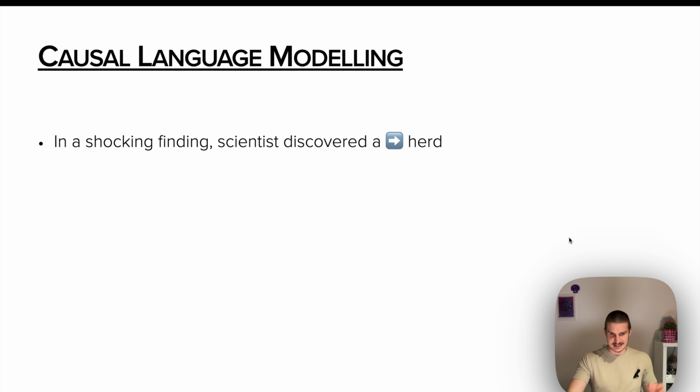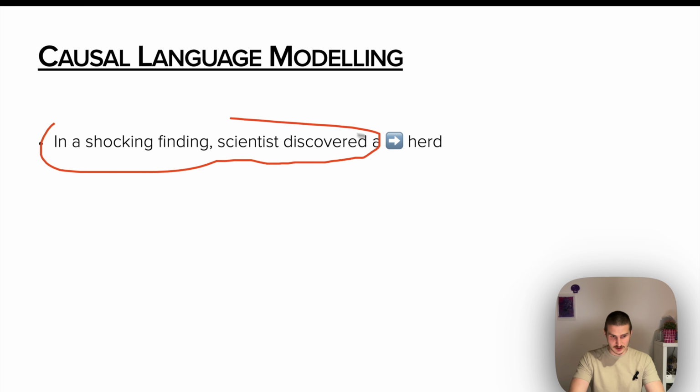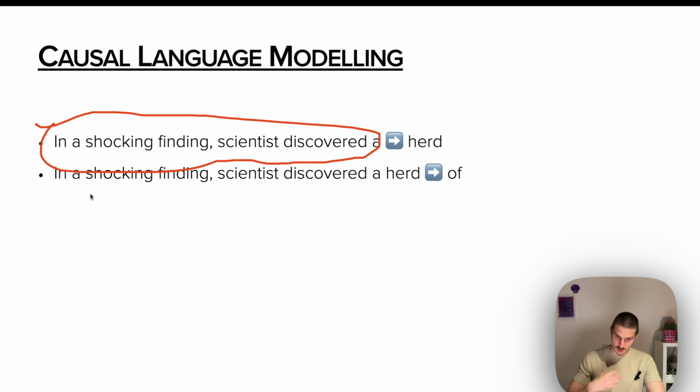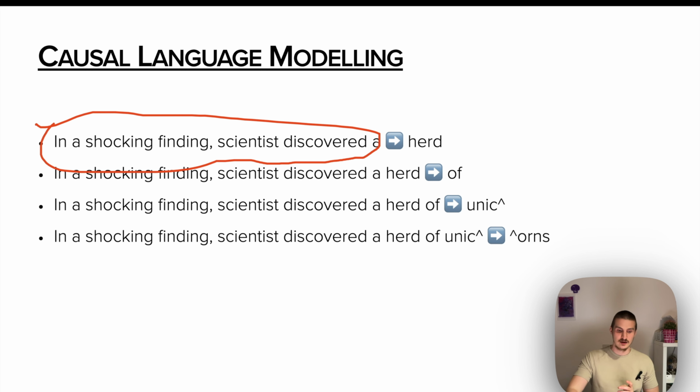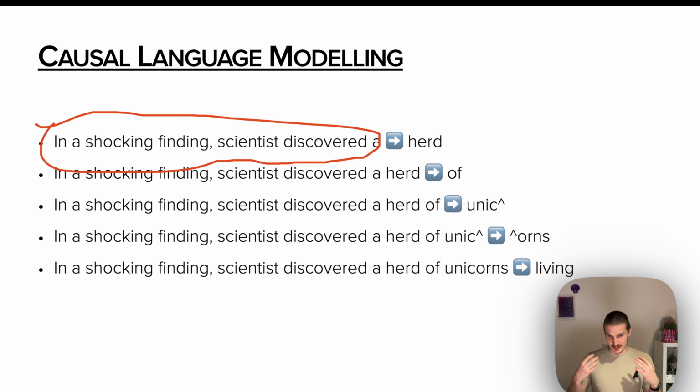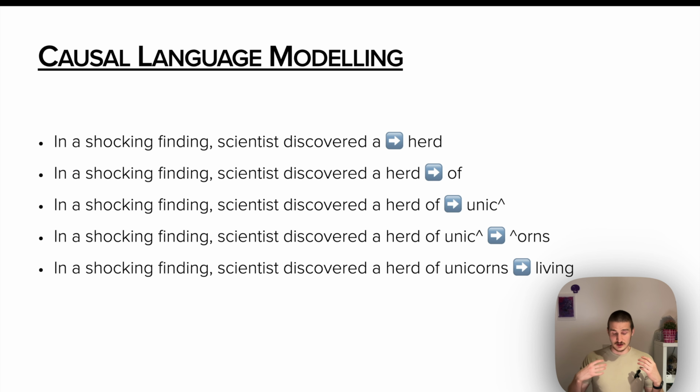And now let's go through an example of what we mean by next token prediction. So we start with a certain sentence. "In a shocking finding, scientists discovered a", and then we tell the model to predict what comes next. And in this case, the word "herd", and then the word "of", and then the token, the beginning of the word "uni", and then the next token "corns". So we basically have this word unicorns divided into 2 tokens, and then the next word "living", and so on.